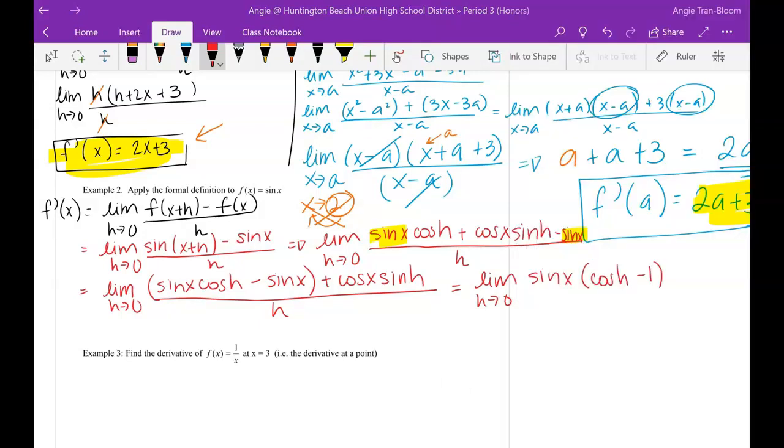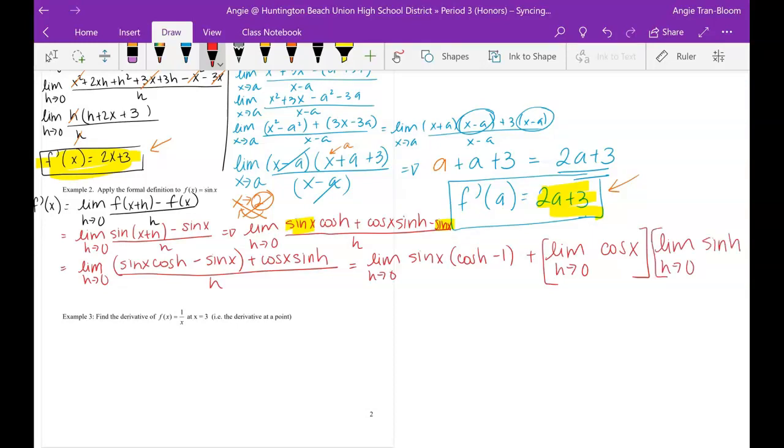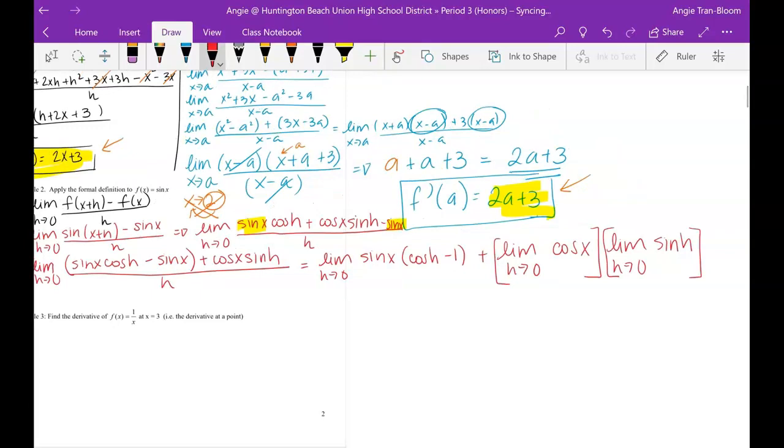But here's what I'm also going to do. Based on our limit properties, I'm allowed to add limit as h approaches 0 of cosine of x, okay, times limit as h approaches 0 sine of h. What am I doing here? I'm just using the limit properties and breaking these into pieces, okay? So keep in mind that these are all still all over h, okay? So this whole thing is all over h, but I don't want to write all over h like that, right? I just want to write 1 here, okay?